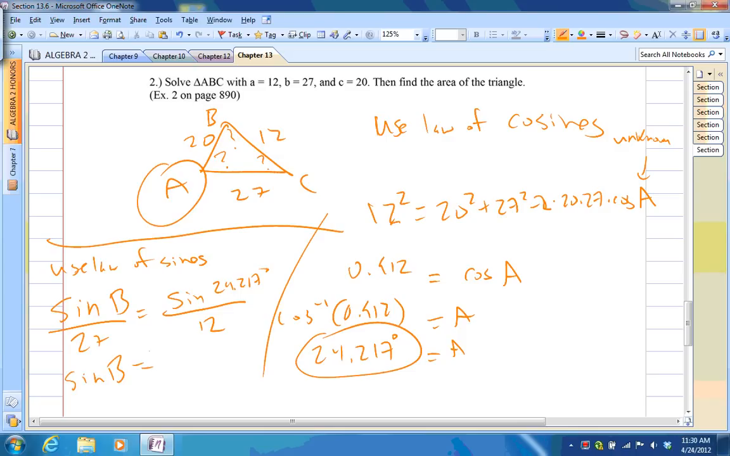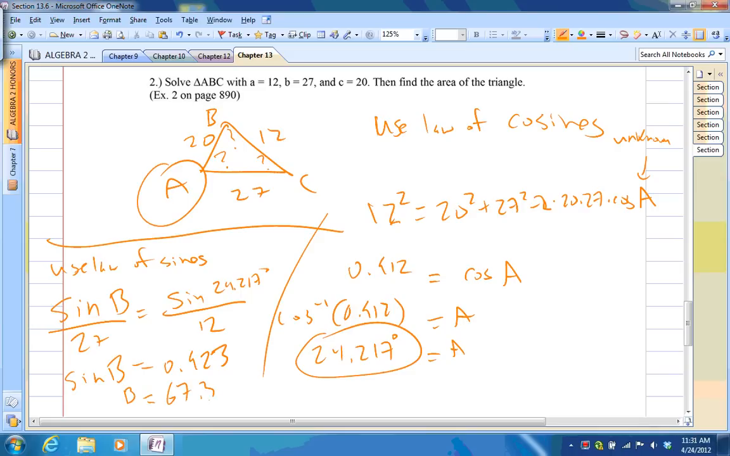Isolate sine B. So you should get 0.923. Take the inverse sine of that. And it looks like I made a mistake somewhere because this doesn't come out quite correct. Wonder what I've done wrong. 67.33. Oh, interesting. Very interesting. I see what happens here.